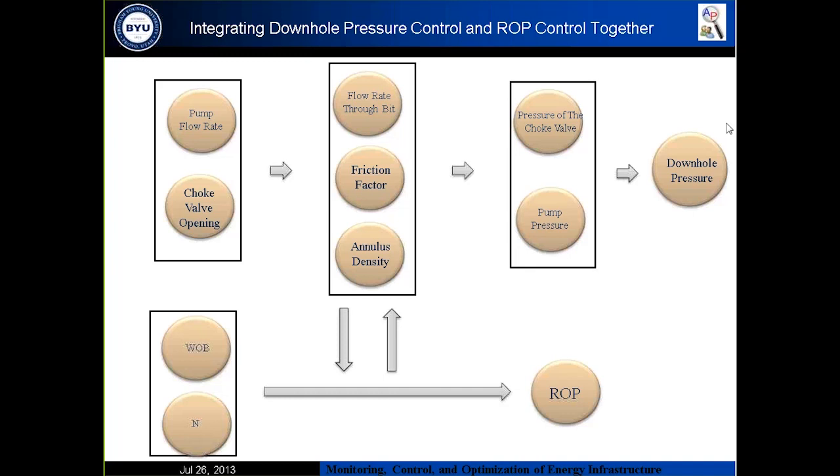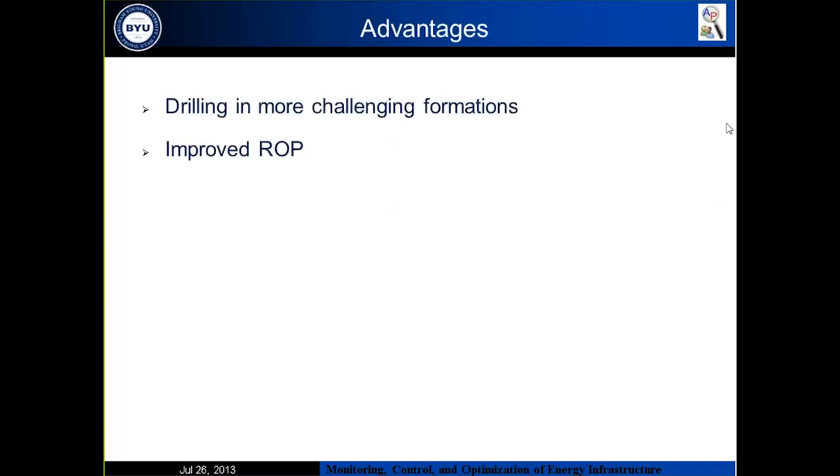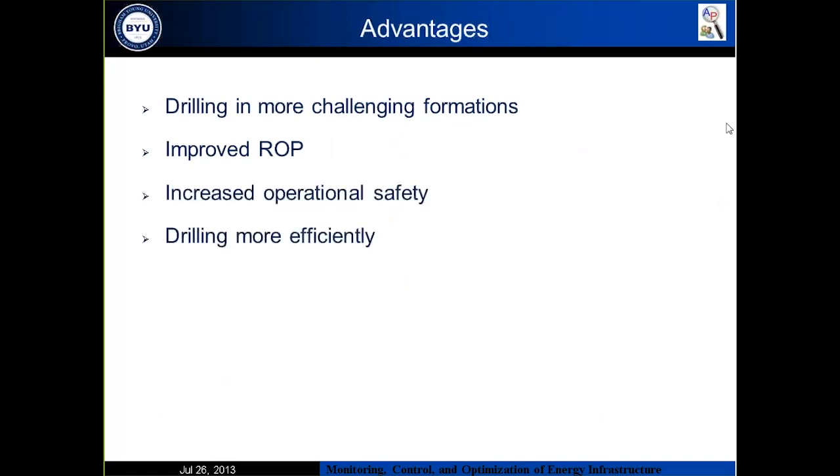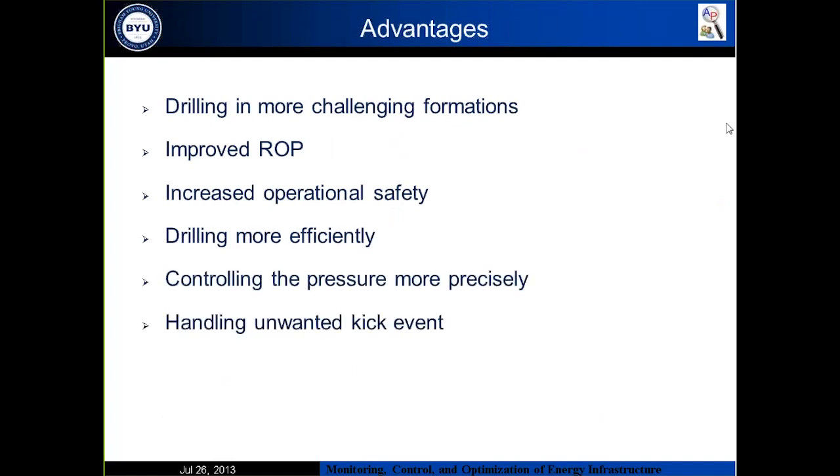Rate of penetration itself has less effect on downhole pressure, but changing the rotational speed of the drill string will highly affect the friction factor. So we will be able to estimate the friction factor more precisely and affect the downhole pressure. And the advantages of this project are drilling in more challenging formations for sure, improving rate of penetration, improving operational safety, and drilling more efficiently and controlling the pressure more precisely for sure, and using this, taking advantage during unwanted events.